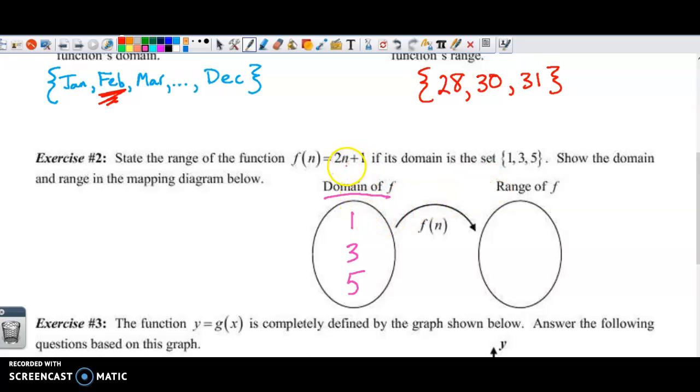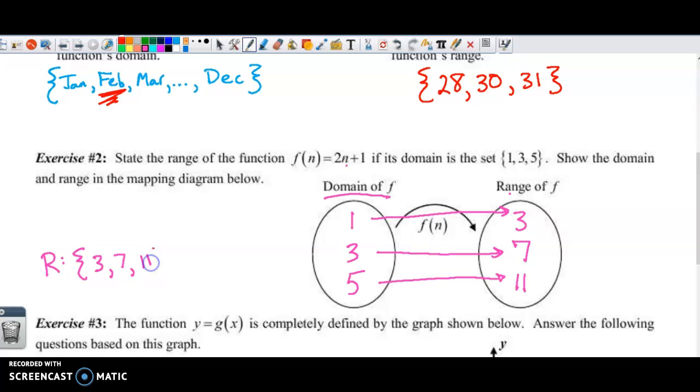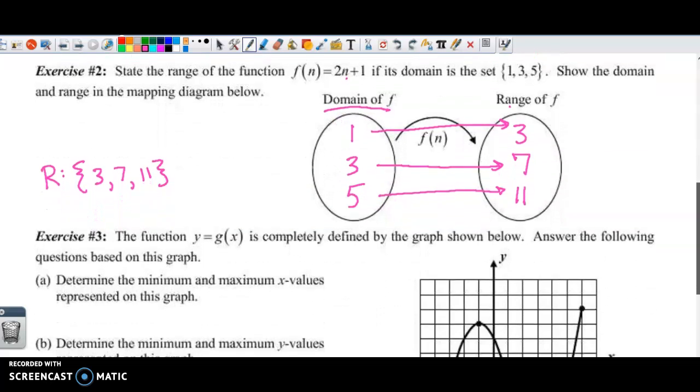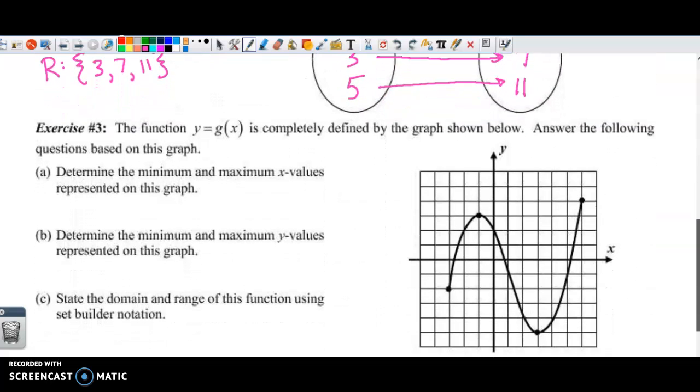If we were to put 1 in for n, what would we get for the output or the range? Well, 2 times 1 is 2 plus 1 is 3. And sometimes we even draw arrows that connect them, like 1, 3 is an ordered pair. And then 3 doing f of n, 2 times 3 is 6 plus 1 would give me 7. And then 5 times 2 is 10 plus 1 is 11. And you might even see someone describe the range in roster notation as 3, 7, 11. Now it's very important that you do the braces that way, because we're going to talk in a bit about interval notation.